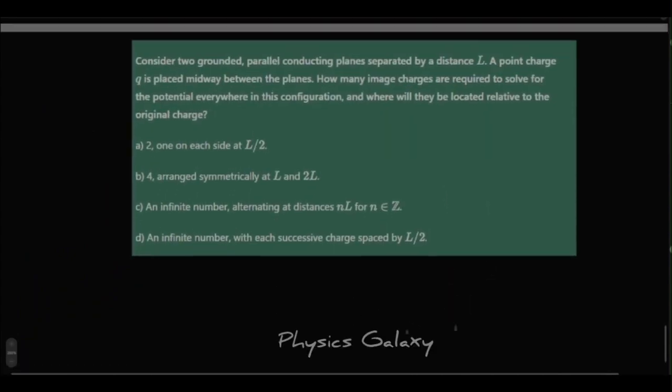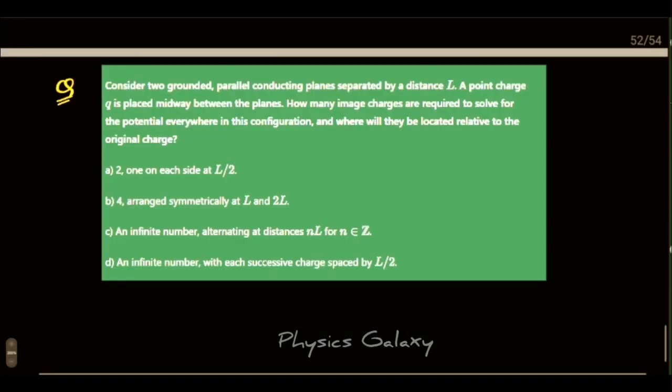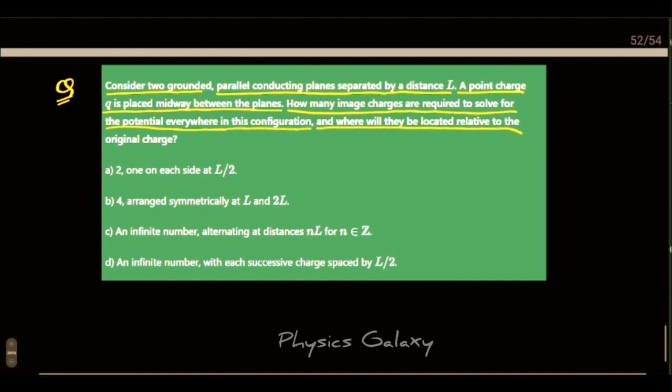Now let's move on to the third question. The third question states: consider two grounded parallel conducting planes separated by distance L. A point charge Q is placed midway between the planes. How many charges are required to solve for the potential everywhere in this configuration, and where will they be located related to the original charge?